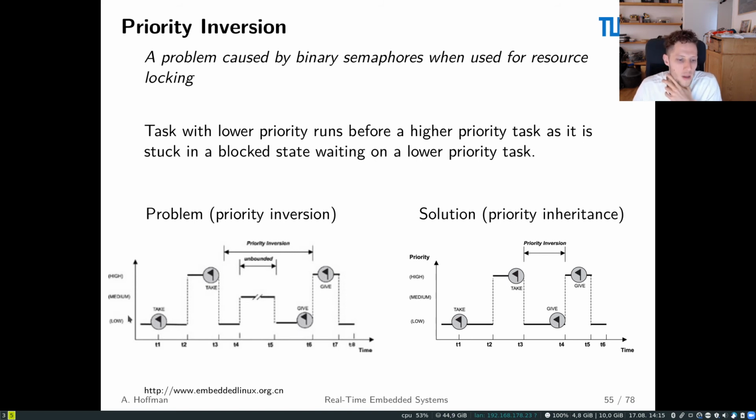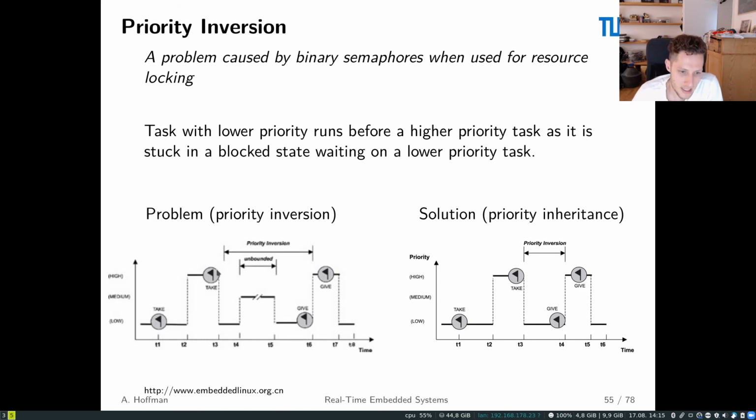We can see here we have three tasks with different priorities. The lowest priority task is executing. It takes a resource, shown as a little flag, and then it's doing its thing, and then it's preempted. At task T2, the tick, the scheduler is invoked, and the high priority task is saying, hey, I want to run. That makes sense: the low priority task should get preempted by a high priority task, so the high priority task starts to execute on the system.